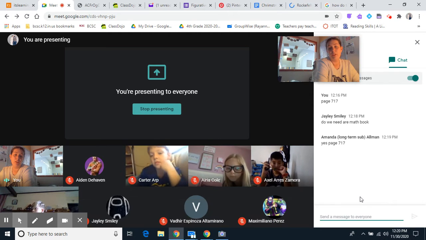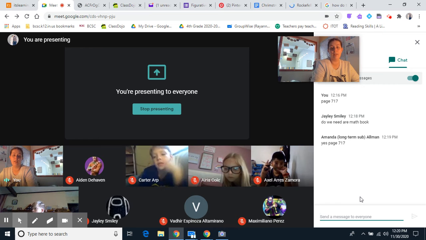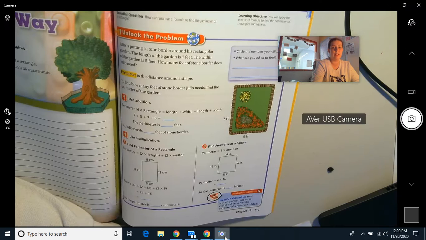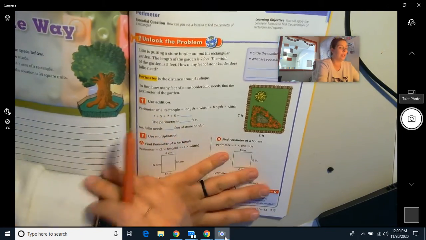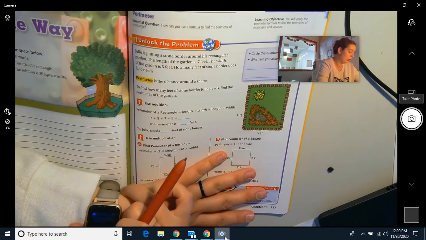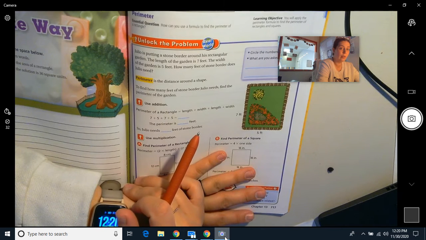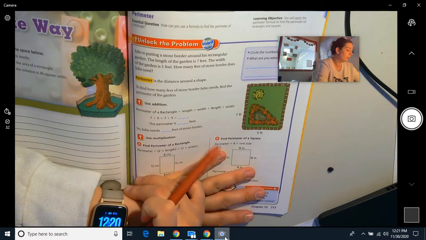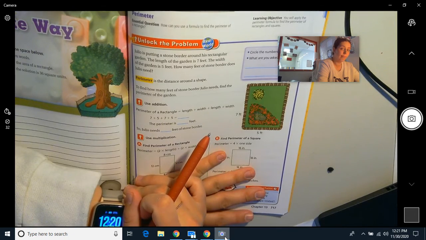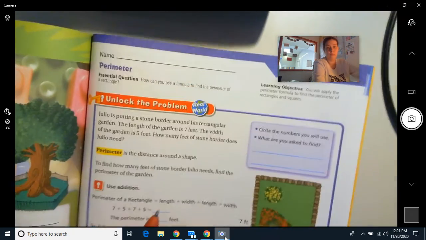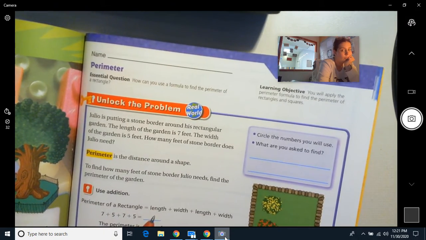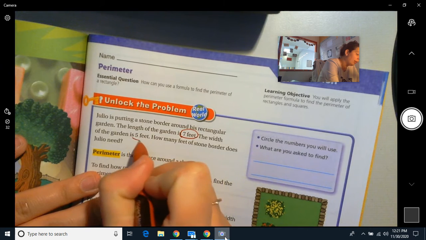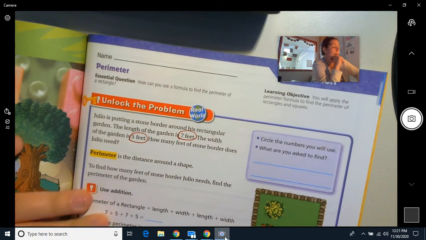What numbers do I need to circle? If you'd like to answer that question, comment with an R in the chat. Area, you commented first. What numbers do I need to circle here? Number 5 and 7. 5 feet and 7 feet, thank you. I'm circling the label too, so I remember what label I need to put.